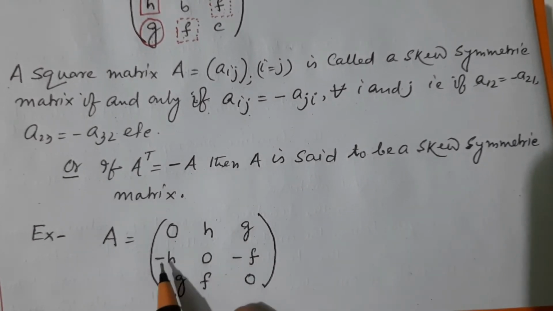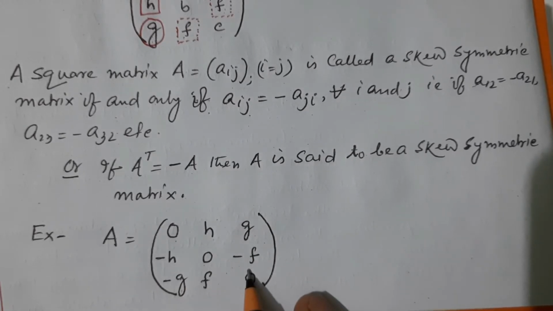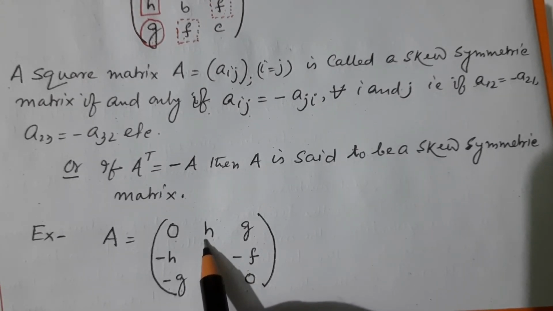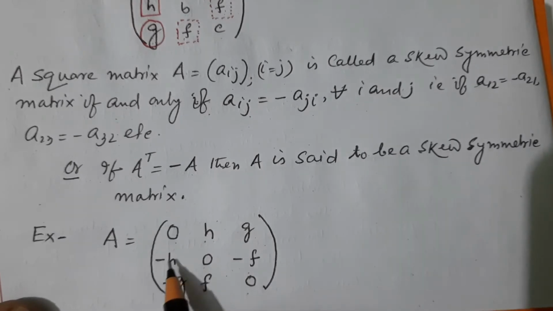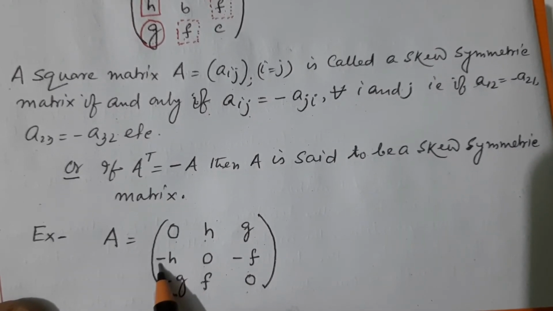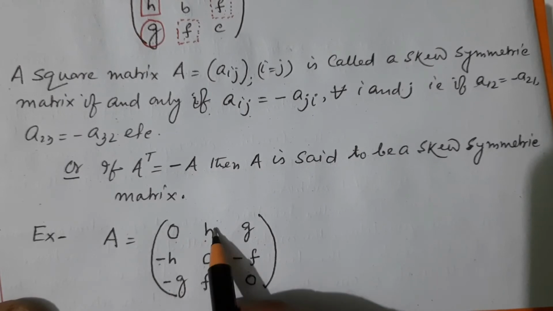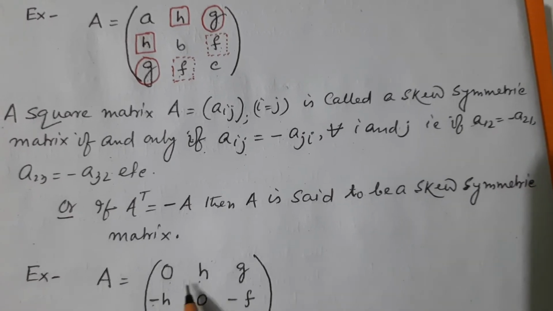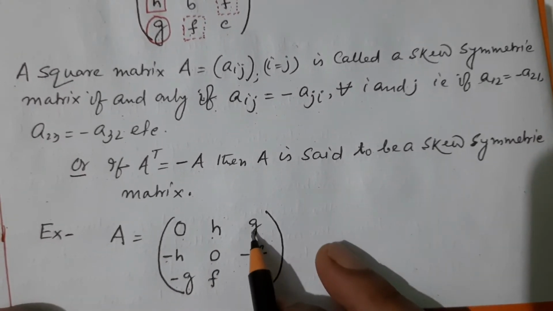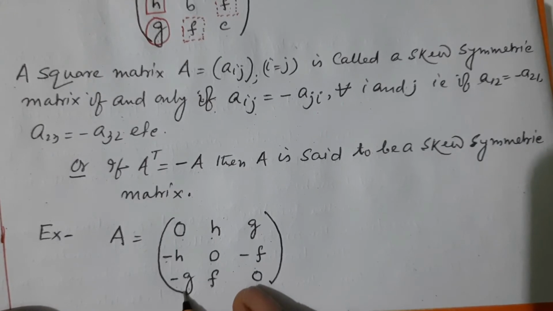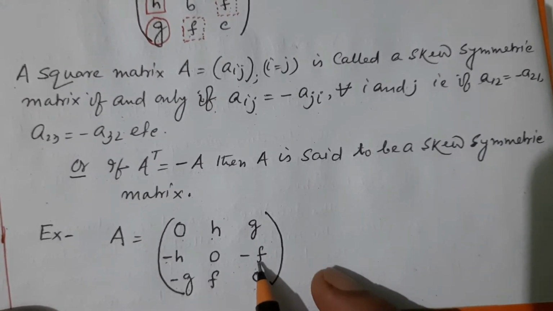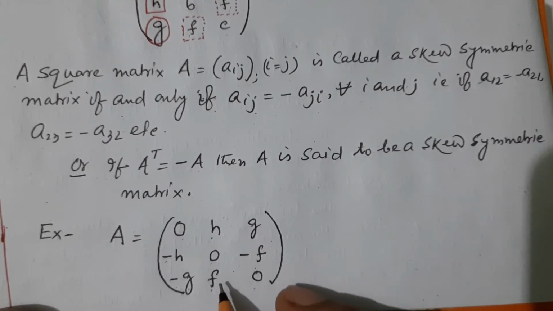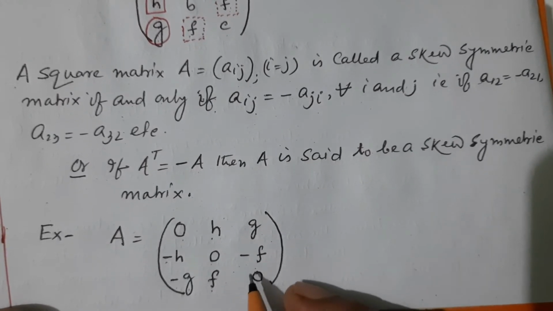Example, A equals [0, h, g; minus h, 0, f; minus g, f, 0]. This h is the first row second column and this minus h is the second row first column. So a12 must be equal to minus a21, so h equals minus h. Here g is first row third column, and minus g is the third row first column. This f is the second row third column, and this is the third row second column. So we can say that this is a skew symmetric matrix.